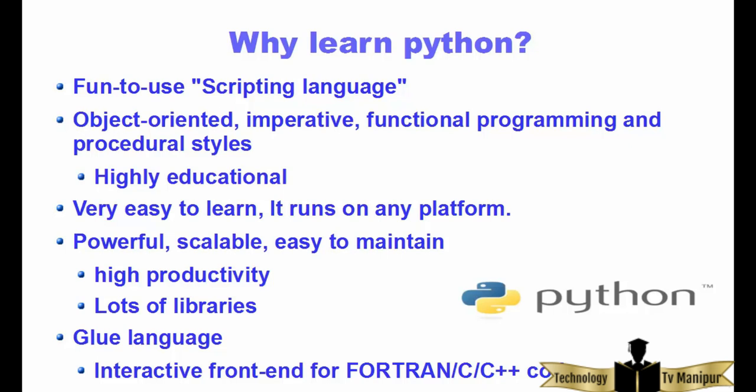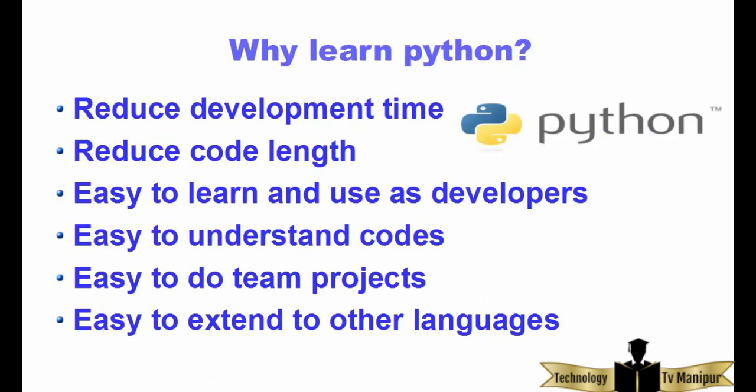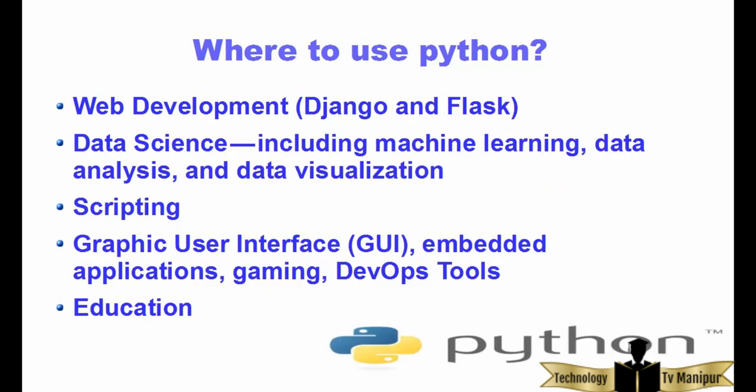Python is also used as a glue language which acts as an interactive front end for languages like C and C++. Therefore, when you develop programming code in Python, it reduces the development time, it reduces the code size, and it is easy to learn and use as a developer. It is easy to understand code. It is easy to do projects in Python, and it's easy to extend to other languages if you are using Python. Python is a general-purpose programming language.